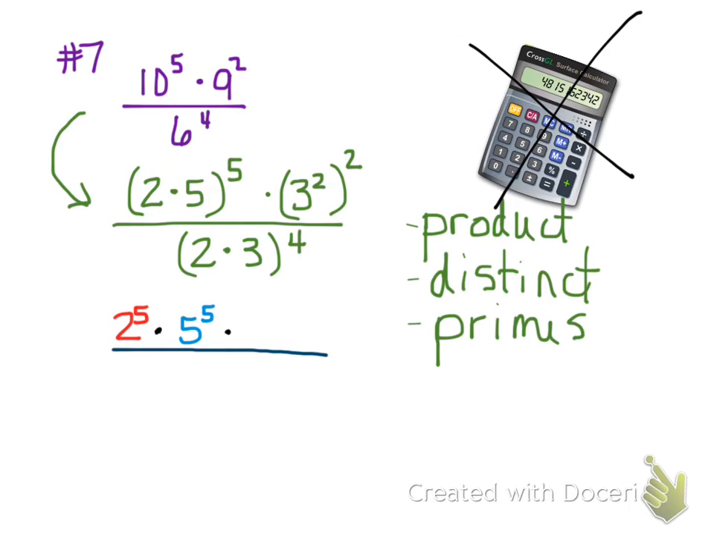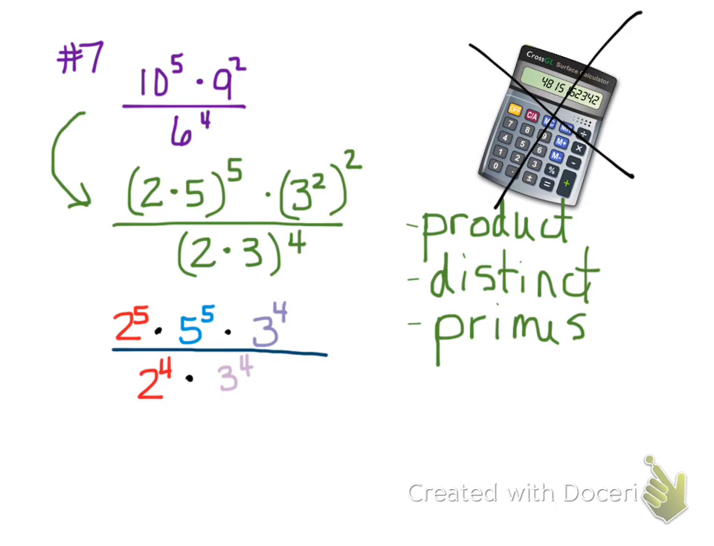So I've taken this product and used that exponent rule that says if 2 things are being multiplied together, I can raise them separately to the power. So this is 2 to the 5th times 5 to the 5th. When I have a power to a power, I'm going to multiply. So 3 squared squared becomes 3 to the 4th. And then down on the bottom, I'm going to use that same rule again and write that as 2 to the 4th times 3 to the 4th.